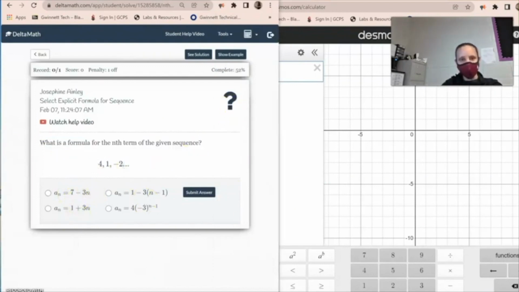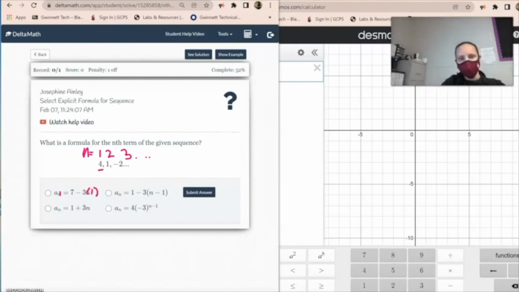The thing to remember about these formulas is that n is the number of terms. So this one is the first term, this one is the second, this one is the third, etc. So what you're asking yourself is, when n is 1, when I put 1 there, will the term that I get out be 4? So if I put 1 where I see n, will it be 4?